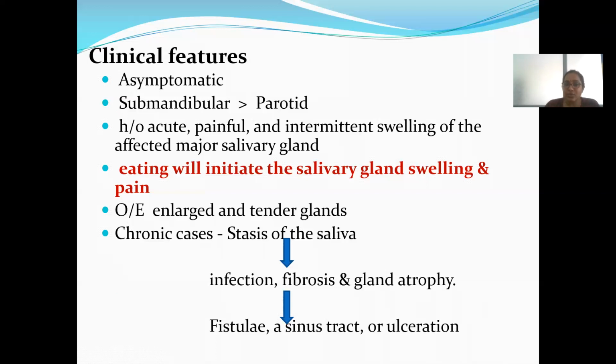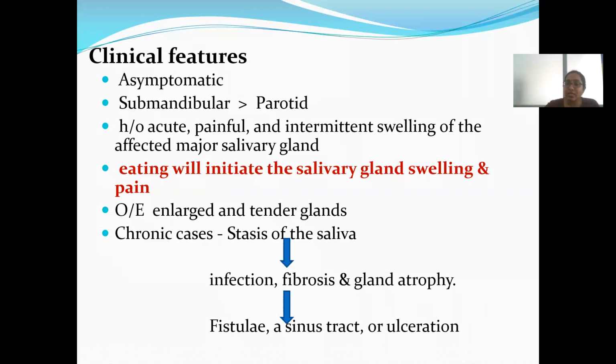In chronic cases, what happens when this phenomenon continues for a longer duration of time? The patient might not visit a dentist or any professional for this problem because in the initial cases it is asymptomatic. When it becomes symptomatic, the patient might visit a dentist. By then, it would have already become a chronic case. In chronic cases, there is stasis of saliva in the region where there is a blockage. Whenever saliva is stagnant for a longer duration of time, there can be infection, fibrosis, and even gland atrophy.